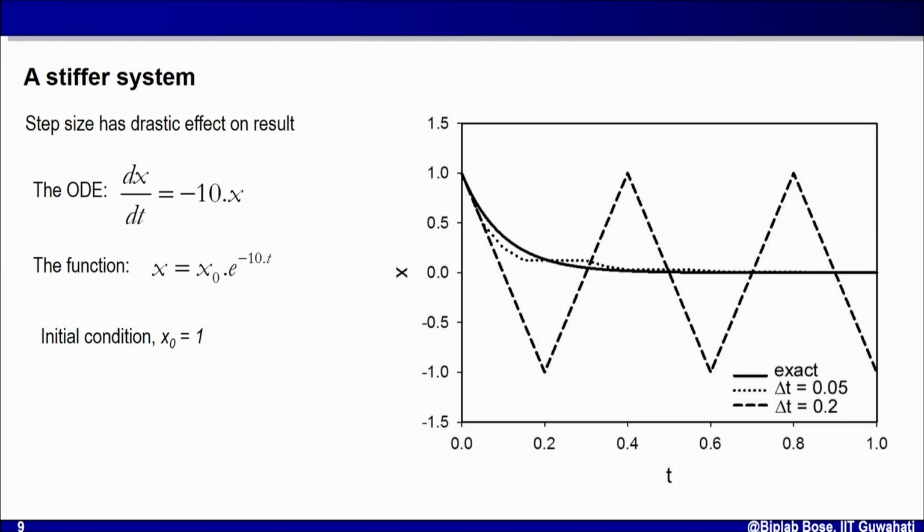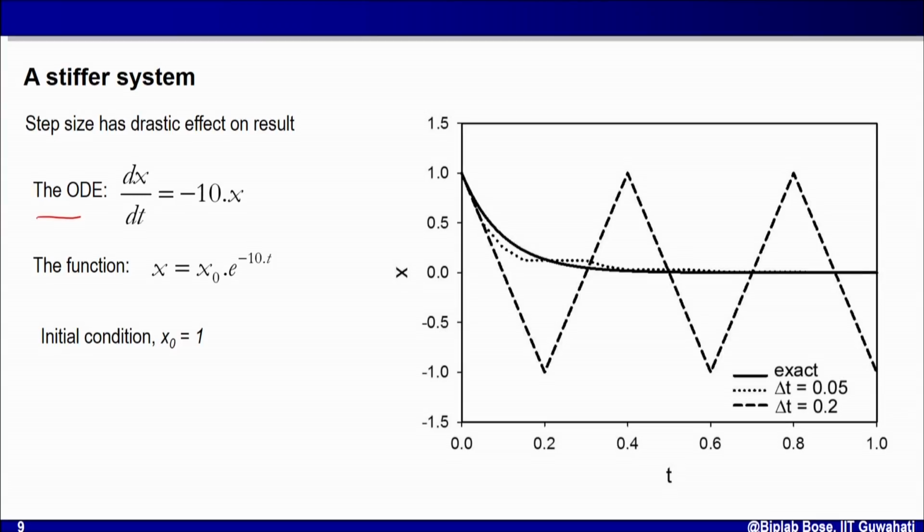In this case, the ODE is very simple. The ODE is dx/dt equals minus 10x. So it is almost like an exponential decay. If you do an integration with the initial condition, you get this function x equals x naught times e to the power minus 10 t. x naught is the initial value of x when t equals 0. So let us solve it considering x naught equal to 1.